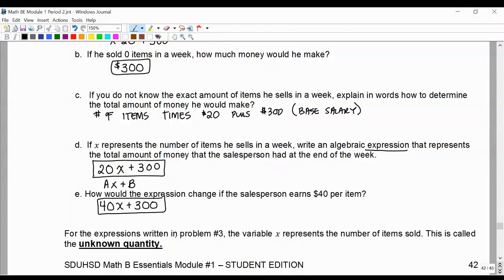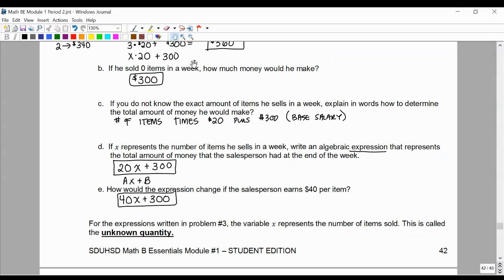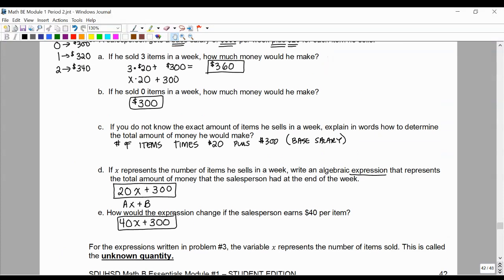For the expressions written in problem number 3, variable x represents the number of items sold, and this is our unknown quantity, our variable. And we can also go back and kind of double check stuff before we move on to the last page, which is if we plug 2 into this, 20 times 2 is 40 plus 300 is 340, which is what we got up there.